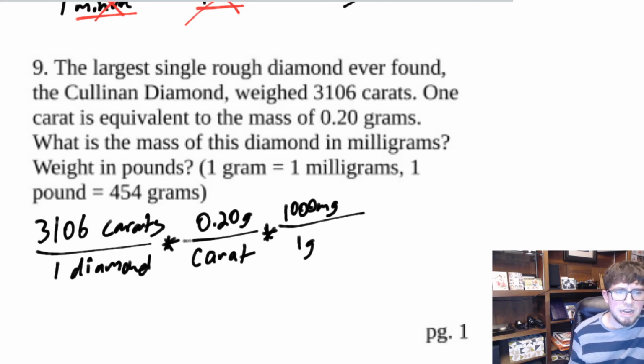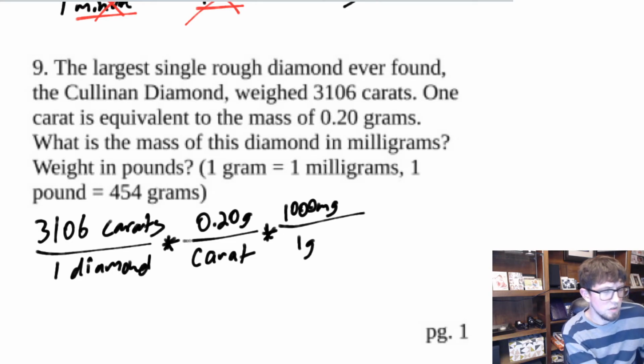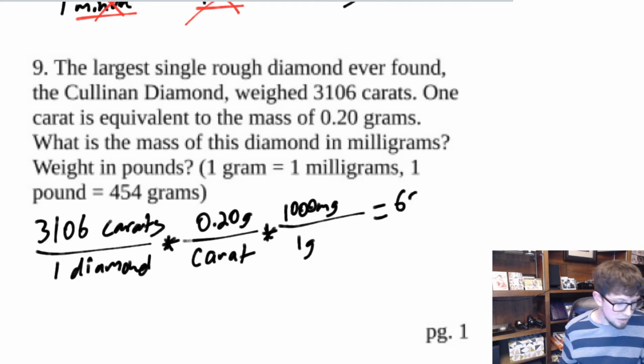This is one way to find how many milligrams are in this diamond. You can multiply straight across. So if you take 3,106 and you multiply by 0.2, and then you multiply by 1,000, you get 621,200 milligrams for the diamond.